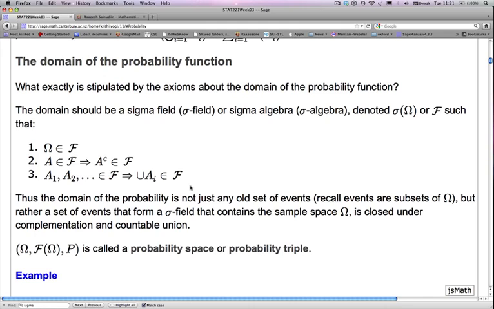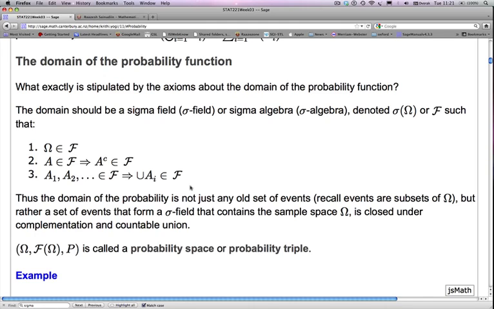So here we want to understand what exactly is stipulated by the axioms of probability about the domain of the probability function, right? We said all these things the probability function should satisfy, so that clearly has implications for the domain, right? The function always comes with a domain. So these are going to be formalized now.